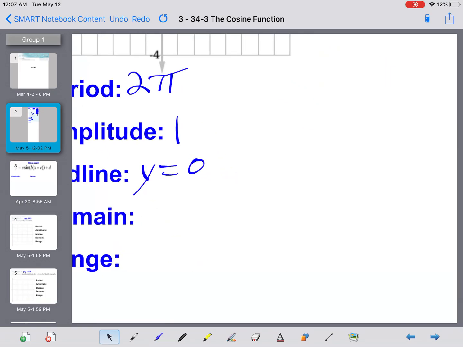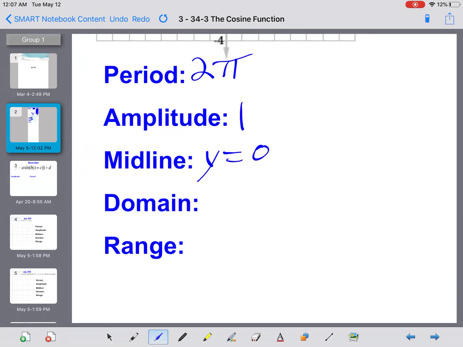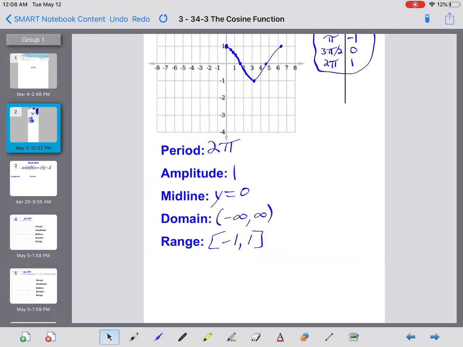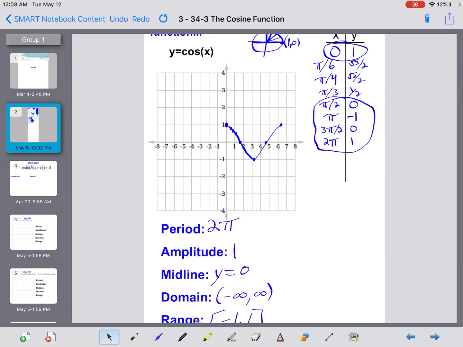And the domain, even though we're just graphing one period, is still all real numbers, so negative infinity to infinity. And the range is just -1 to 1. All right. So a lot of similarities here between the sine graph and the cosine graph. You just have to keep straight what these 5 values are that we're starting up here: 0, 1, and then pi over 2, pi, 3 pi over 2, and 2 pi.